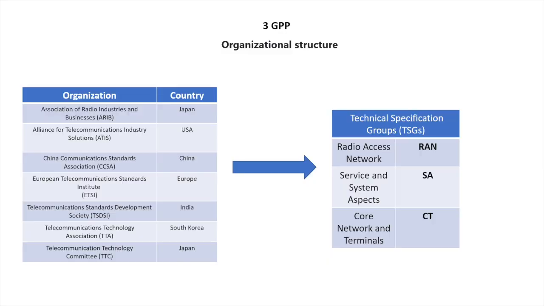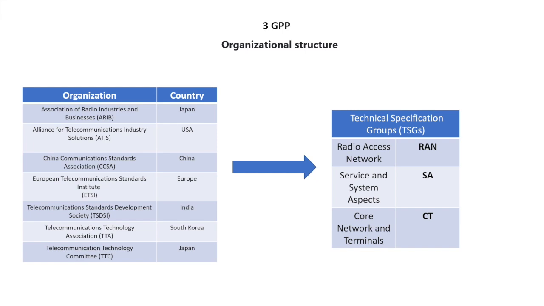The Third Generation Partnership Project, 3GPP, is an umbrella term for a number of standards organizations which develop protocols for mobile telecommunications. 3GPP is a consortium with 7 national or regional telecommunication standards organizations as primary members and a variety of other organizations as associate members. 3GPP specification work is done in technical specification groups and working groups.